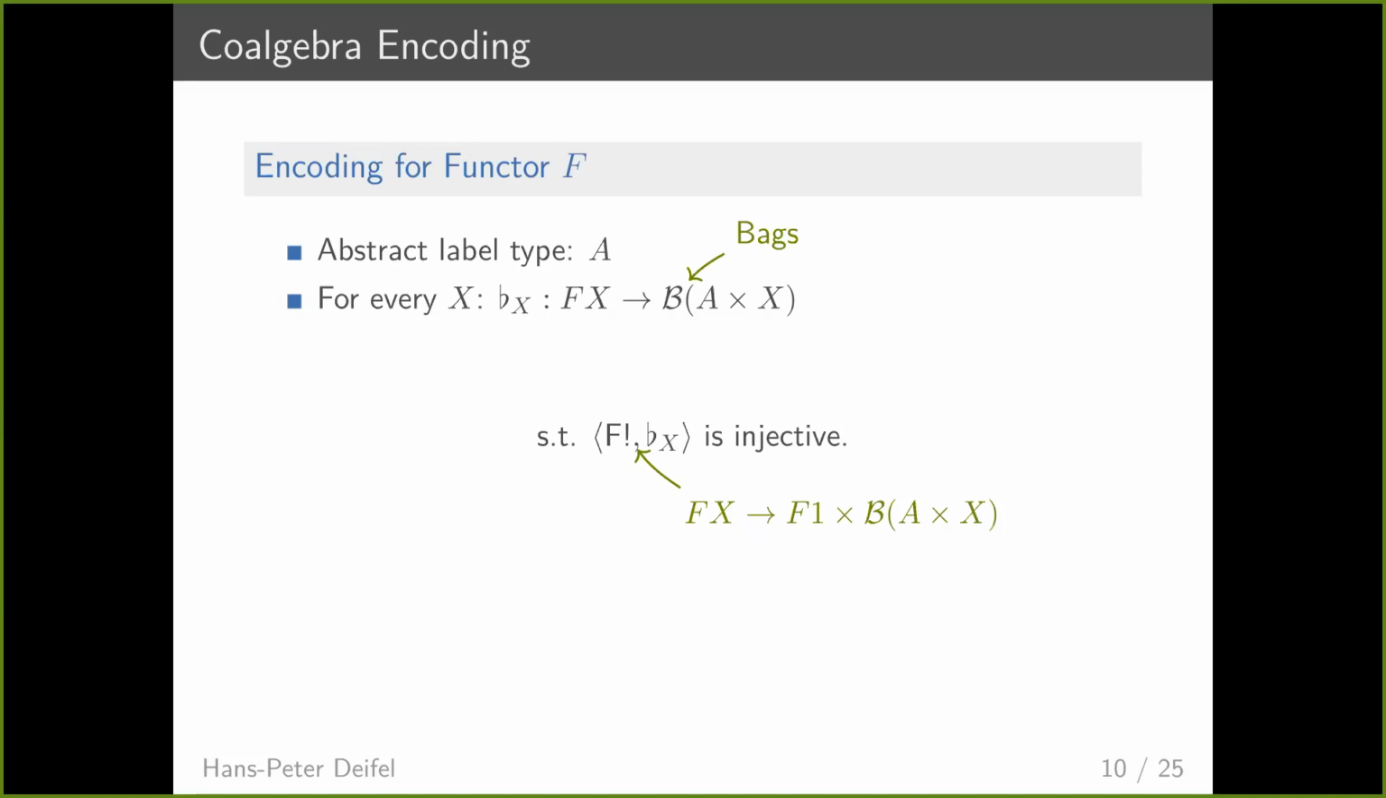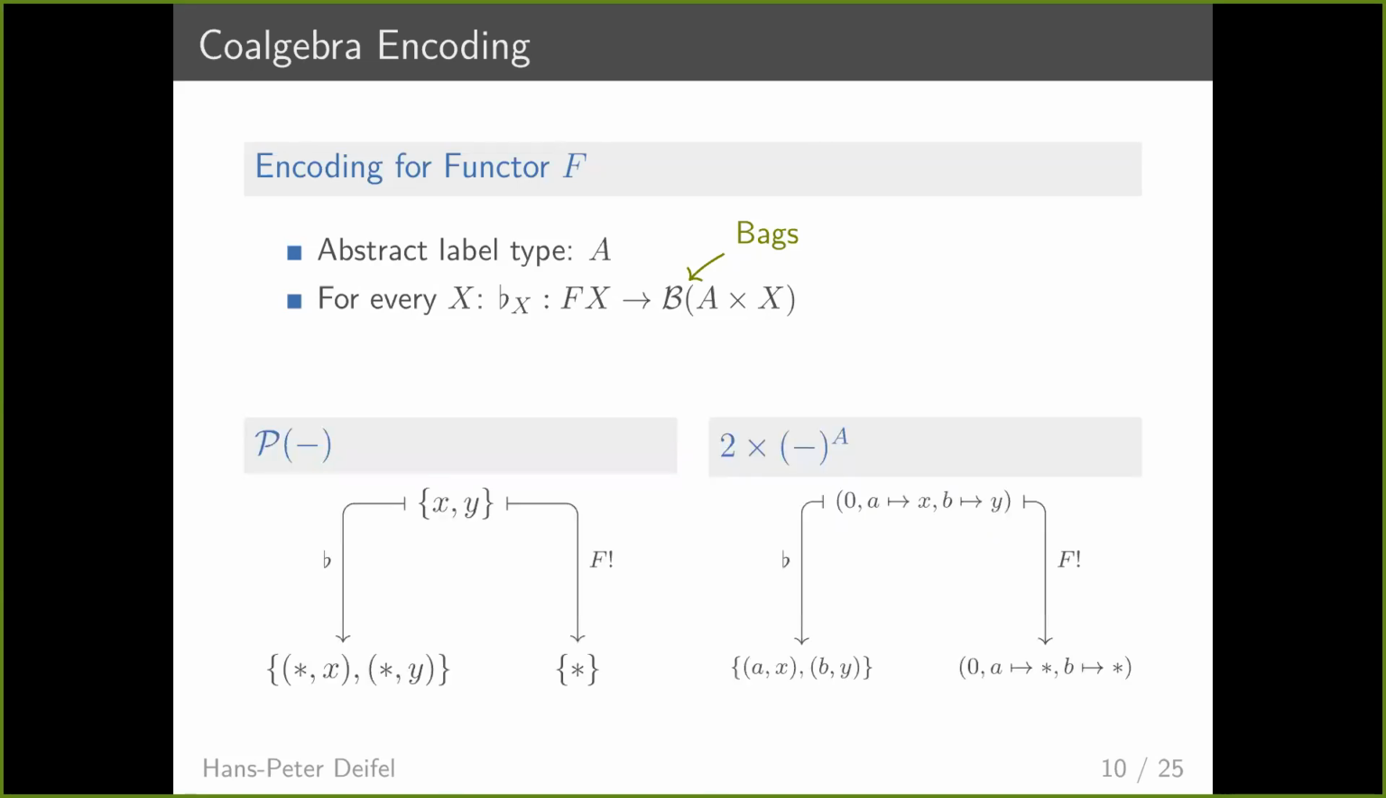And so we need some form of injectivity condition, but we don't require the encoding map itself to be injective, only when paired with this fbang value, because that retains some additional information. I'll show you in a second why. To do this, we need to look at a few examples.